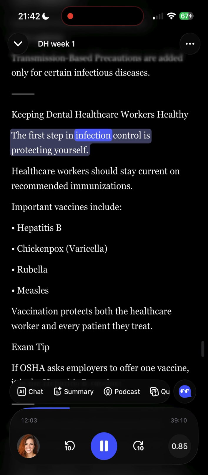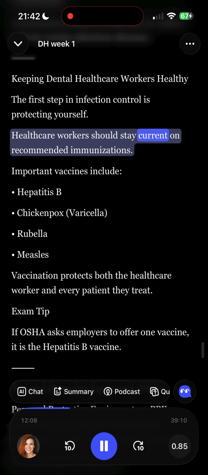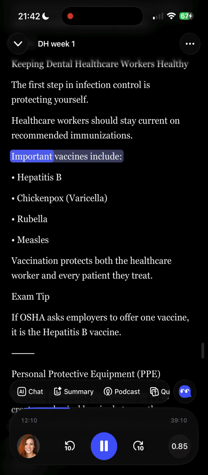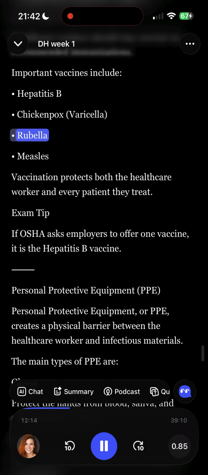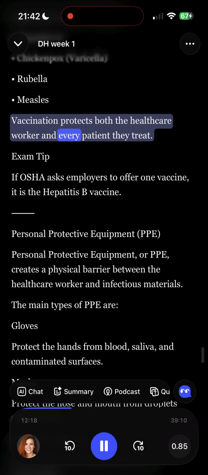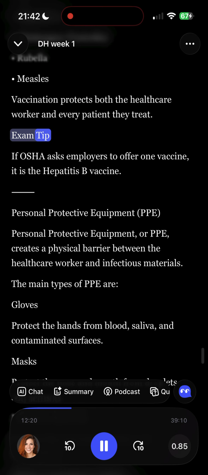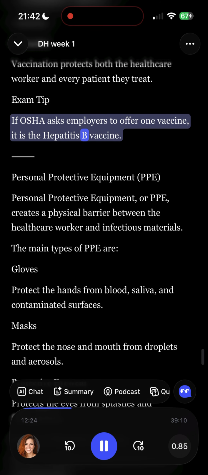The first step in infection control is protecting yourself. Healthcare workers should stay current on recommended immunizations. Important vaccines include hepatitis B, chickenpox, rubella, measles. Vaccination protects both the healthcare worker and every patient they treat. Exam tip. If OSHA asks employers to offer one vaccine, it is the hepatitis B vaccine.